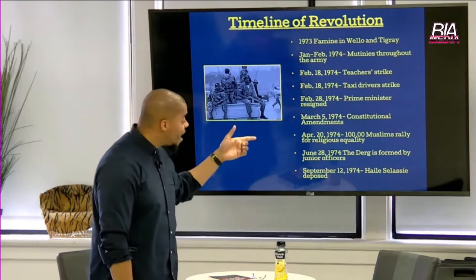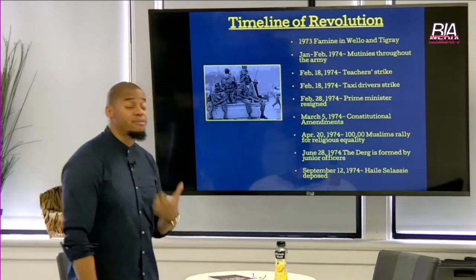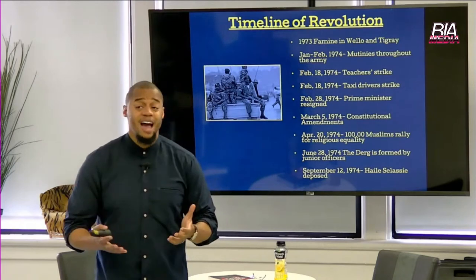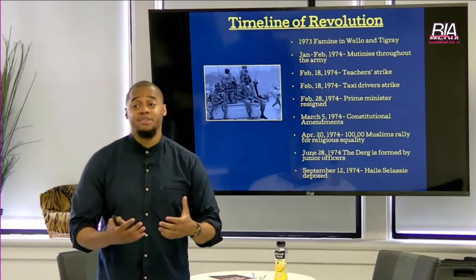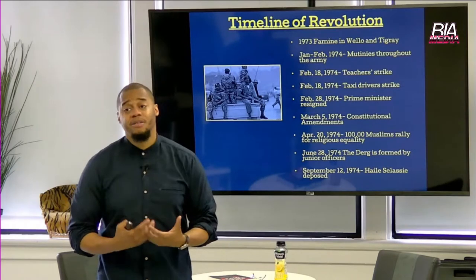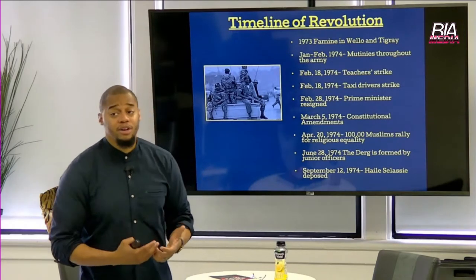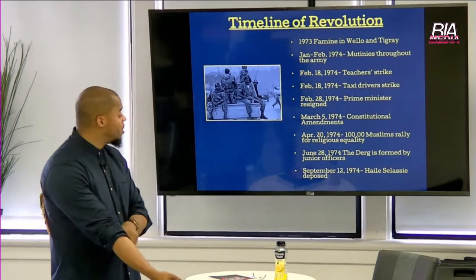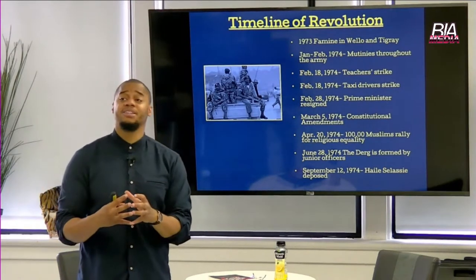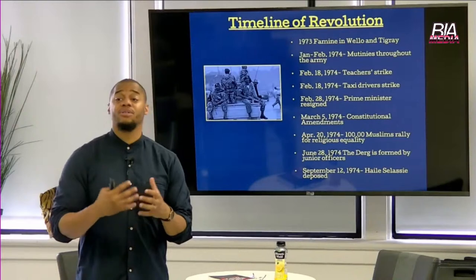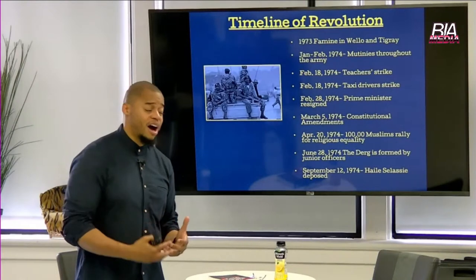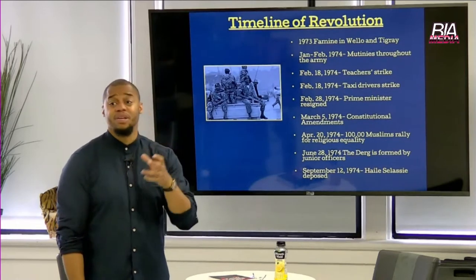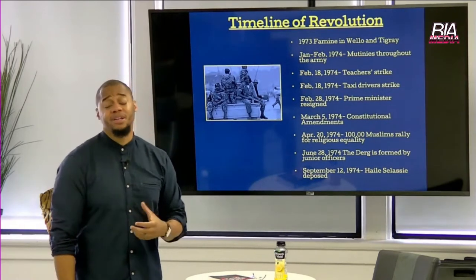And then 100,000 Muslims rally for religious equality. A lot of people think Ethiopia is a completely Christian country. It's not. You have a lot of Muslims that were saying, hey, we're being underappreciated and exploited in the regime. So then the Muslims rally. By the time we get to June 1974, junior officers in the military create something called the Derg, or the committee. And these junior officers are like, we see what's going on in the rest of the continent of Africa, where you have these military coups. Maybe it's time for the military to take over.